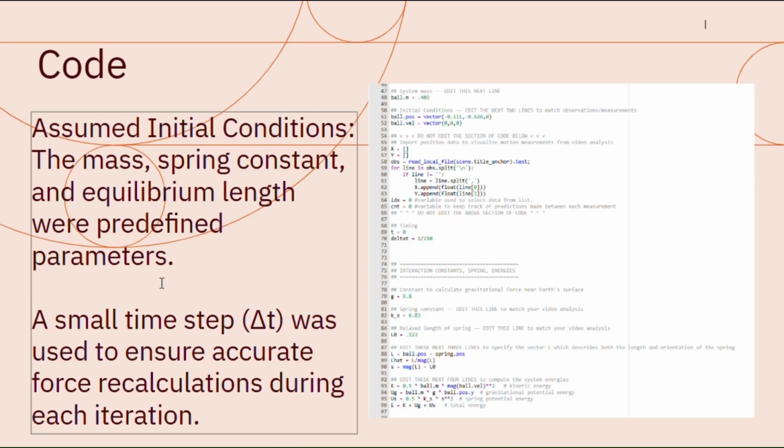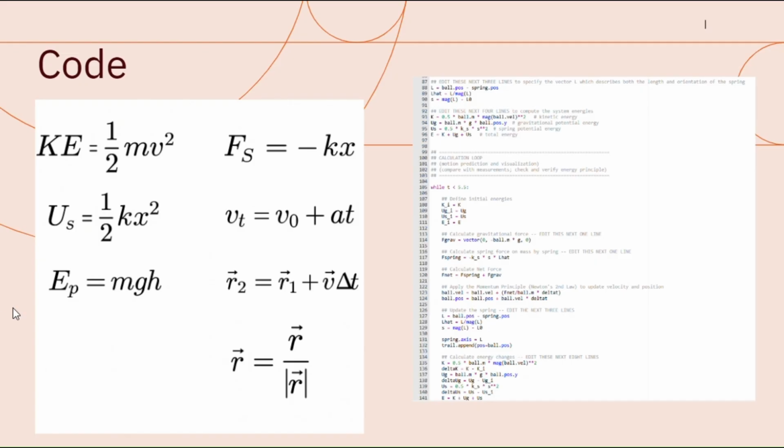So, the code initial conditions. For the computational model, the mass, spring constant, and equilibrium length were predefined. I used a very small time step, change of t, to ensure the force updates at every iteration. And then the fundamental equations implemented were kinetic energy, spring potential energy, and gravitational potential energy. These relationships let the program continuously update position and velocity, maintaining precision while showing how energy transfers between kinetic, gravitational, and elastic forms.